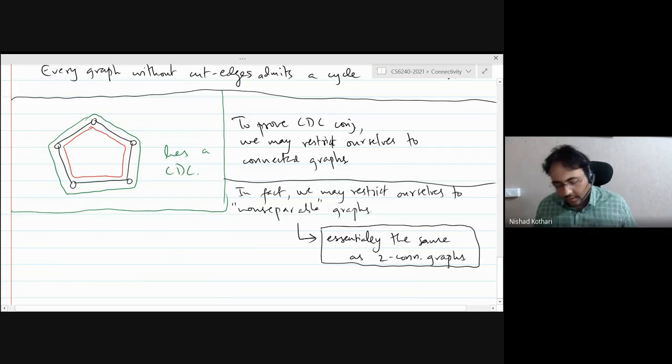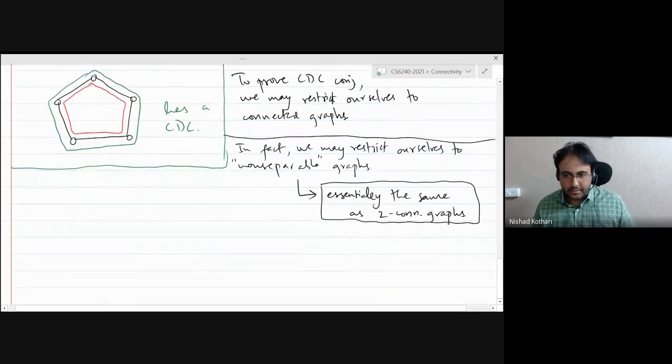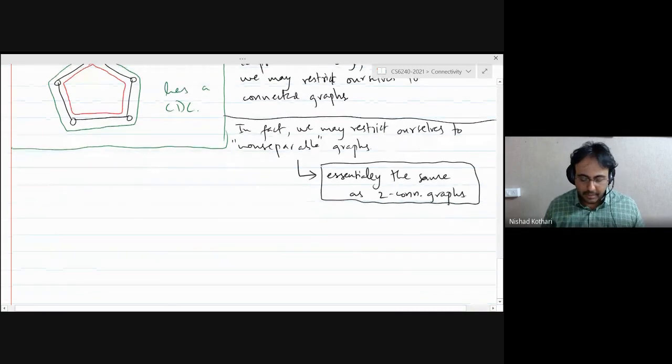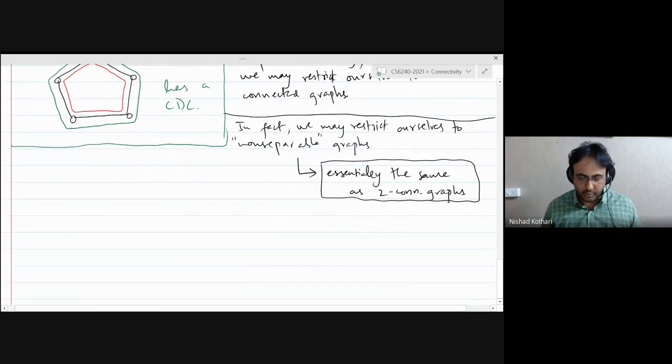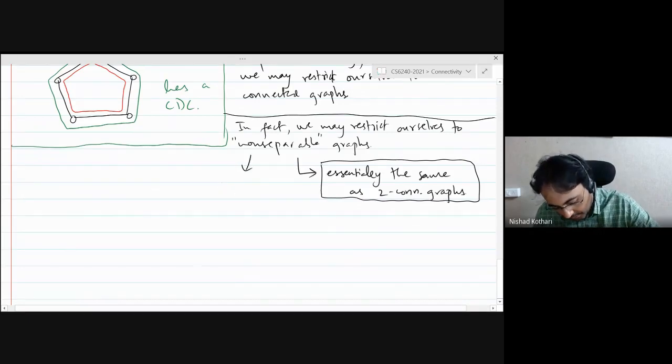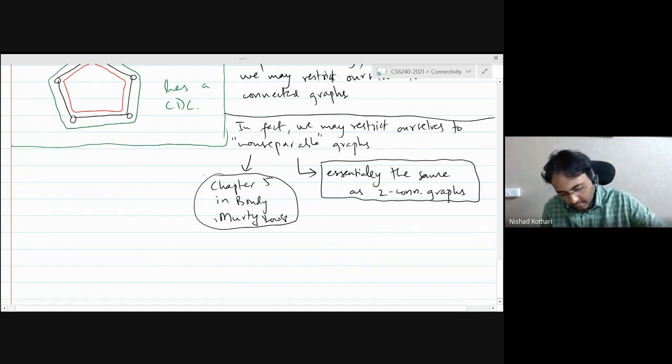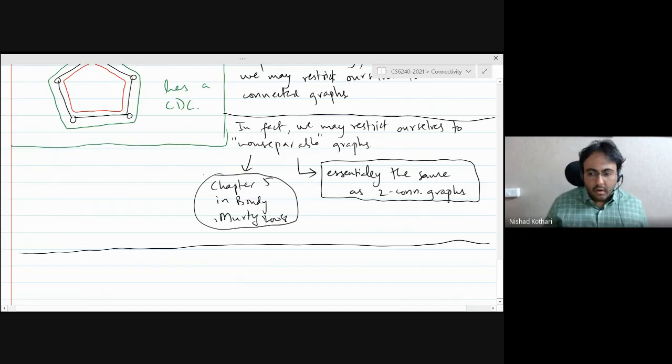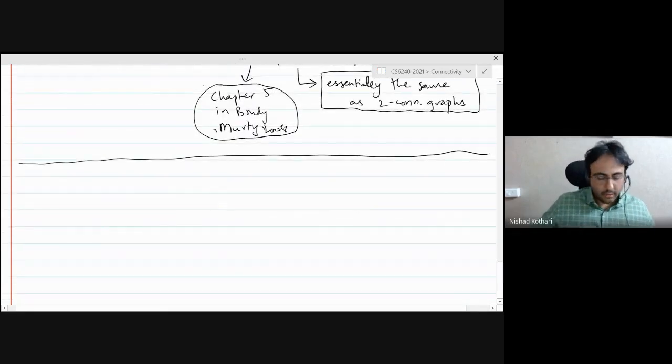Okay. The reason we are talking about non-separable graphs instead of 2-connected graphs is because we are allowing loops and multiple edges in our graphs. So if you want to deal with loops and multiple edges, you sometimes need slightly more general definitions to work with that. Okay, so the entire chapter 5 in Bondy and Murty is about non-separable graphs. So let's start with that.